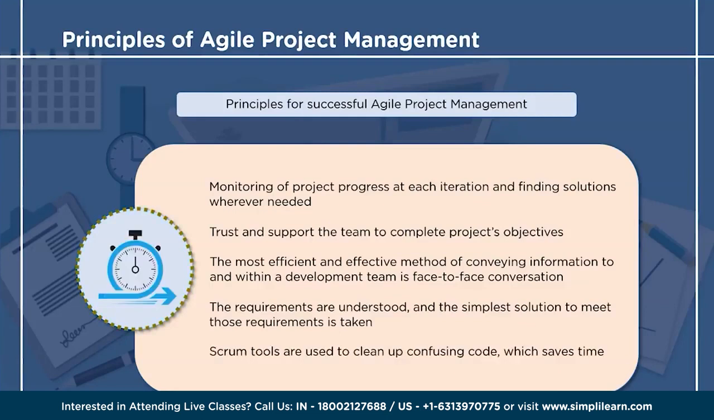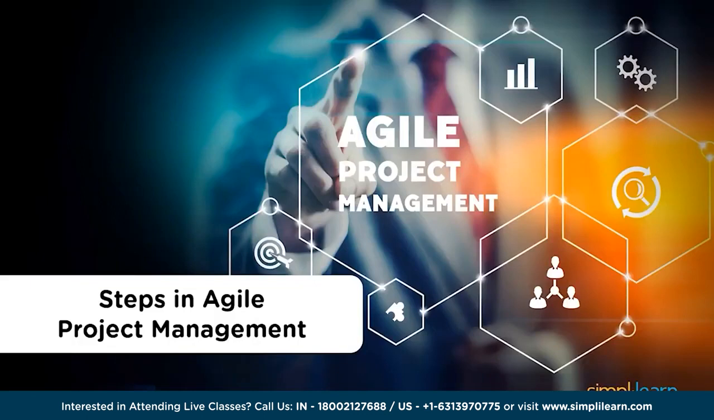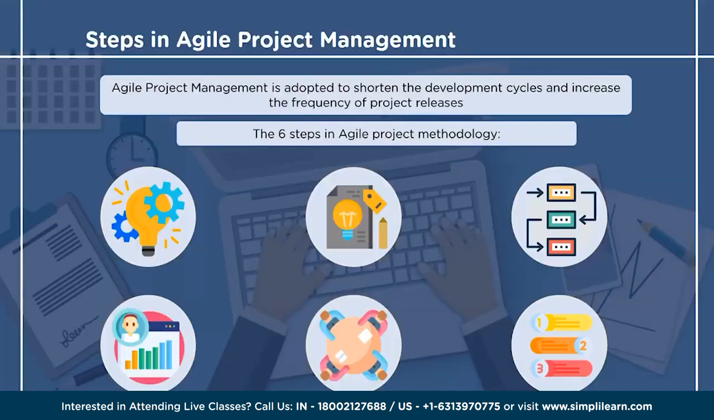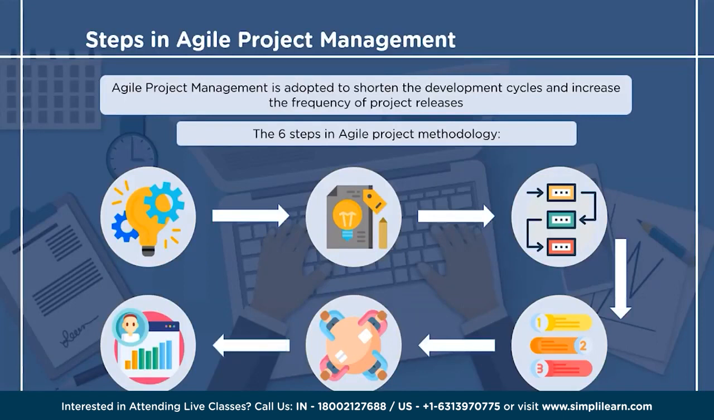The last principle states that Scrum tools like Monday.com or Zoho Sprints must be used to simplify the complicated codes, which further helps in saving time. We shall now see the steps in Agile project management. The goal of Agile methodology is to produce shorter development life cycles and more frequent product releases than traditional waterfall project management. So we will now check 6 steps in Agile project methodology.